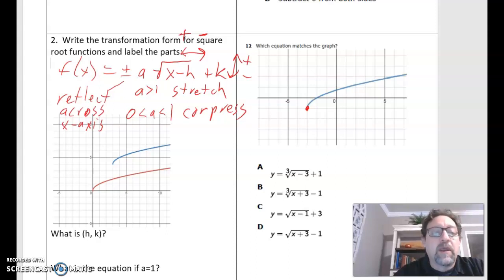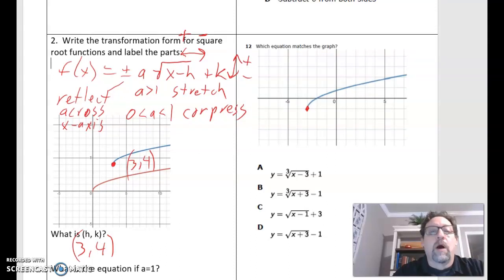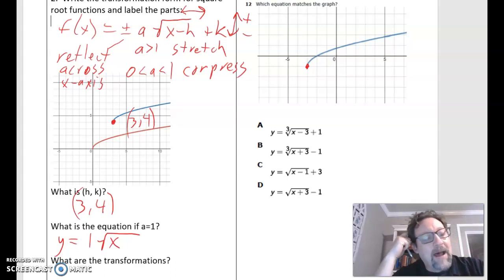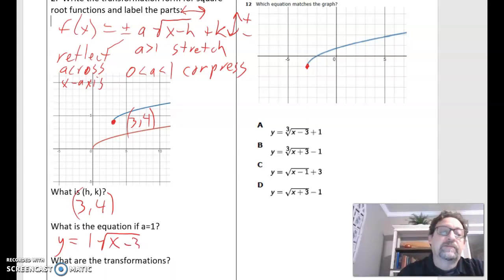So on this one, our HK is 3, 4. So 3, 4 is HK. From there, we can write the equation as long as we know what A is. So if A is 1, we should be able to write this equation. So y equals 1 square root of x minus 3 plus 4.